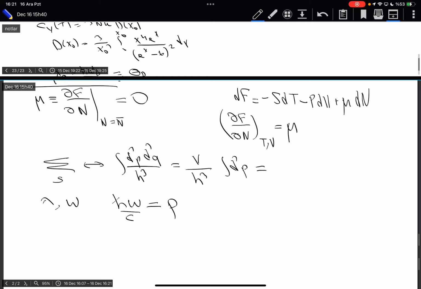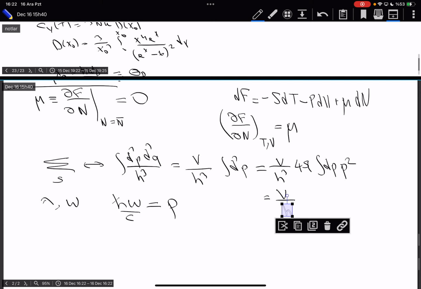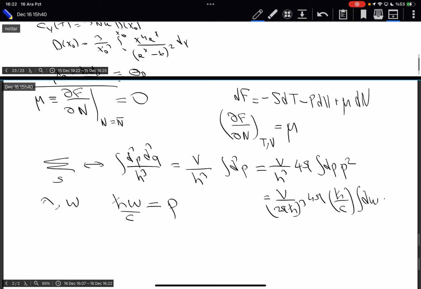So what should I do? Should I just say that this is equal to... You can separate the radial part and then V over h cubed. 4 pi is the radial part, the p squared. h is 2 pi h bar, cubed, 4 pi times h bar over C, the omega squared, where omega changes from 0 to infinity.